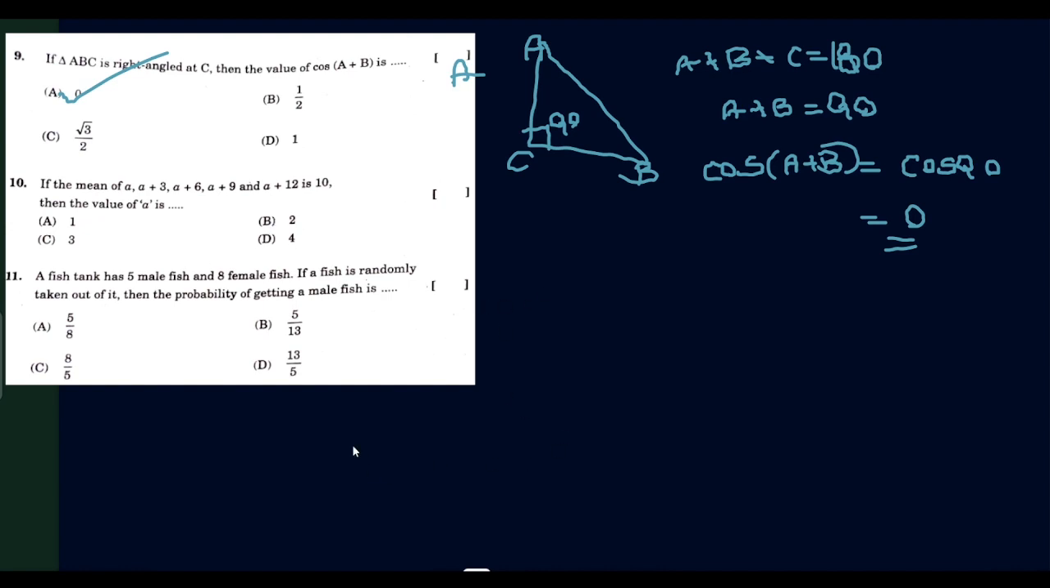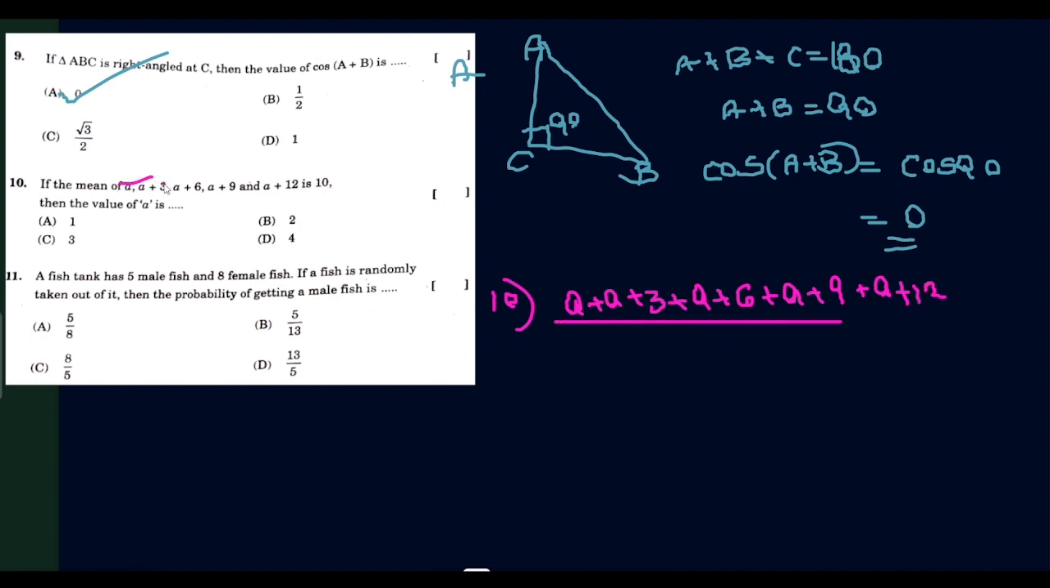So what is the mean? Mean is always the sum of the terms divided by the number of terms, right? So I can write the sum of terms: A + A + 3 + A + 6 + A + 9 + A + 12, divided by how many numbers are there? 1, 2, 3, 4, 5. So 5 is equal to 10. I can simply write the A's: how many A's are there? 1, 2, 3, 4, 5.